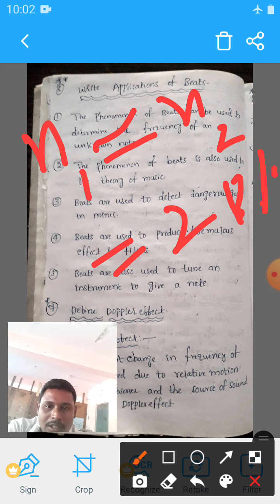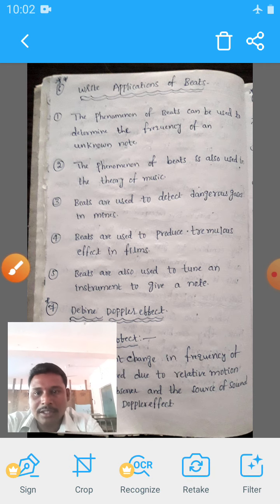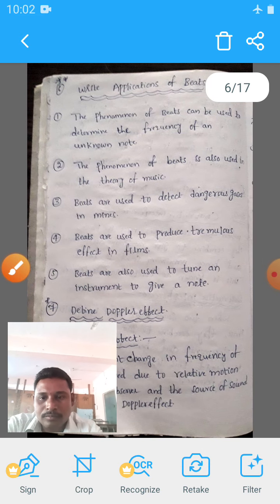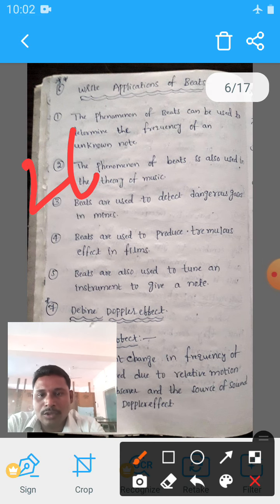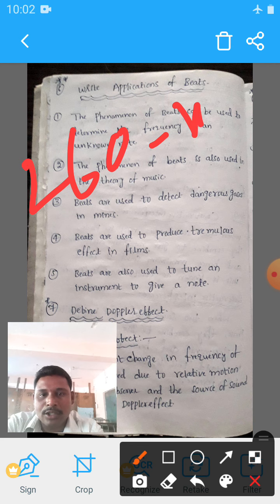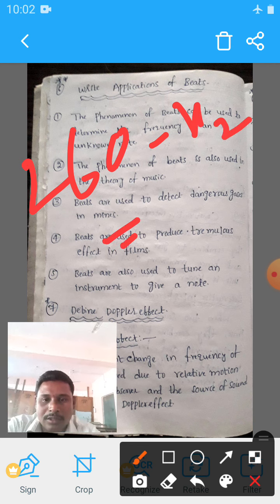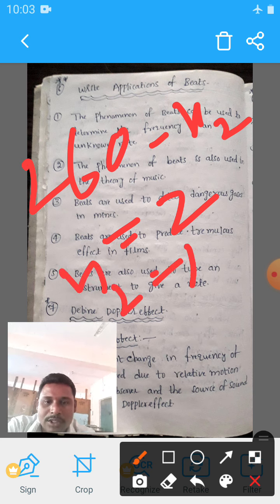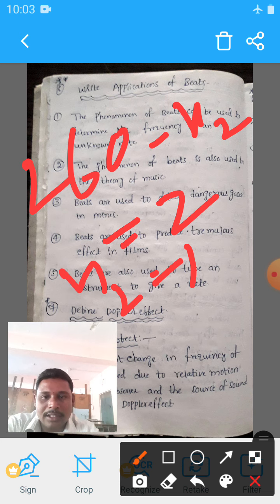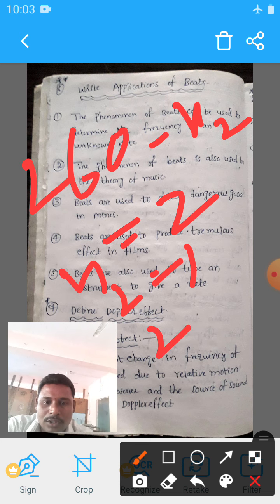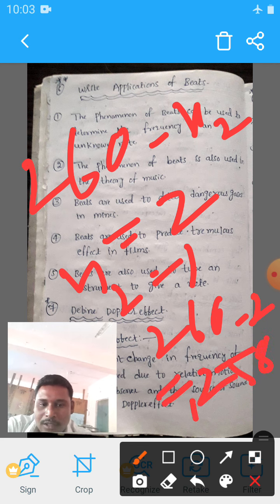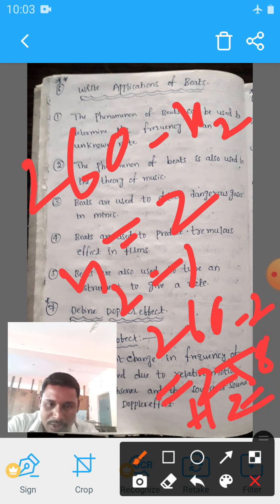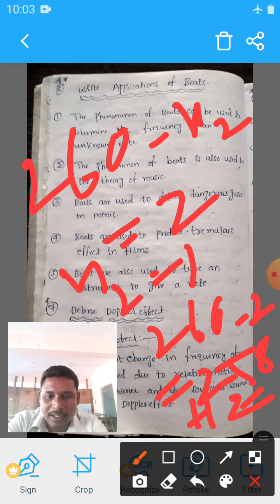That means we know n1 is equal to 260. So n1, 260, minus n2 is equal to 2 beats per second. Then n2 is equal to what, automatically? n2 is equal to 260, and this minus n2 comes to this side as plus n2. So 260 minus 2 is equal to 258 hertz. Like that, by using this beats phenomenon, we can find the second note.